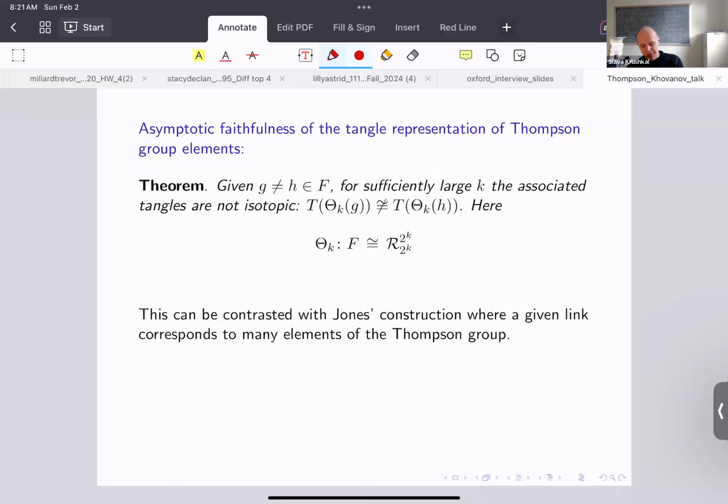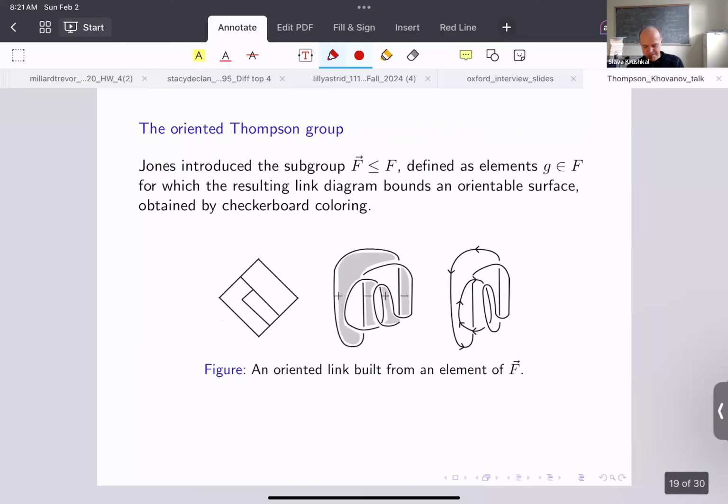Okay, one of the reasons we were interested in this was to apply link homology, and let me describe this application. If you would like to study Khovanov homology, then typically you have to work with oriented links. And so this is the next topic.